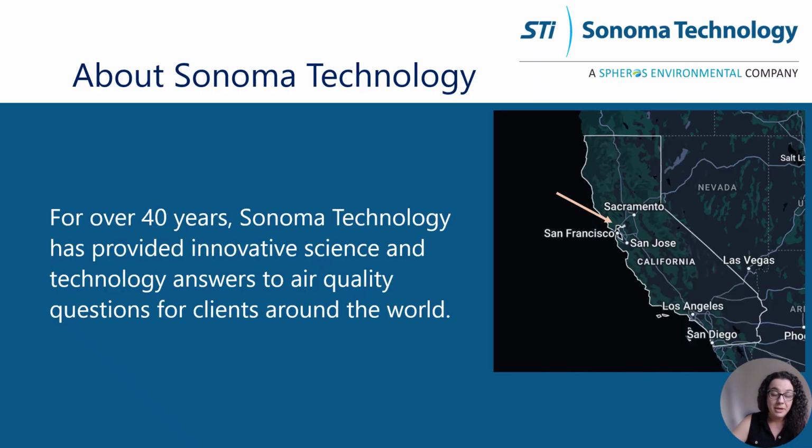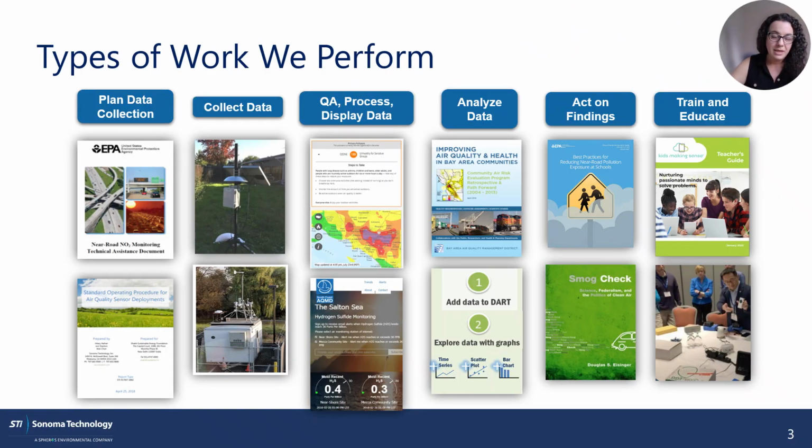A little bit about the company that I work for, which is called Sonoma Technology. We are located up north of the San Francisco Golden Gate Bridge, and what we do is we try to provide science and technology answers to air quality questions for all sorts of groups around the world. That means we work on everything related to air quality, from setting up measurements, instruments and equipment in the field, all the way through to looking at that data and analyzing it, putting out reports on the findings, and then all the way through to training and education as well.